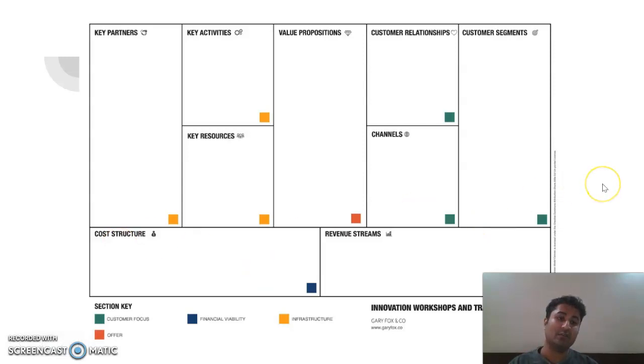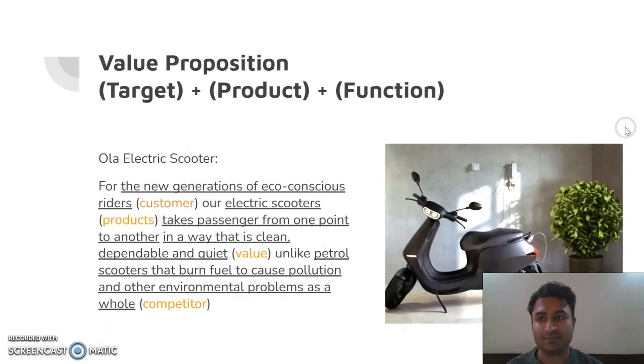points using an example of Ola scooters, which are really nice electric scooters that are about to be released very soon. First, let's start with the value proposition of Ola electric scooters. As we had discussed in the previous lecture, the main formula to write down a value proposition, to design a value proposition, has to do with four main points: customer, product, value and competitors.